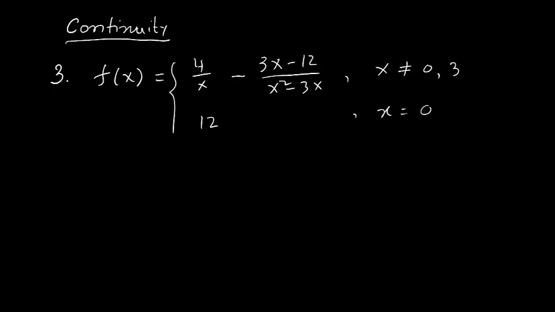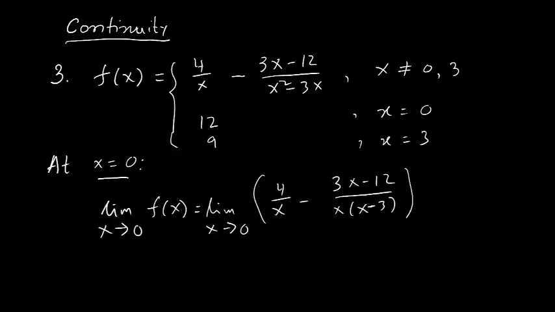We take example number 3. This is a piecewise defined function again. So first f of x is defined when x not equals 0 or 3, like this. 4 over x minus 3x minus 12 over x squared minus 3x. Let us look at what happens when x equals 0 at this. You may notice here that when x goes to 0, this part is infinity, and then minus I have some other here. So we cannot just put direct, so let's simplify this first.